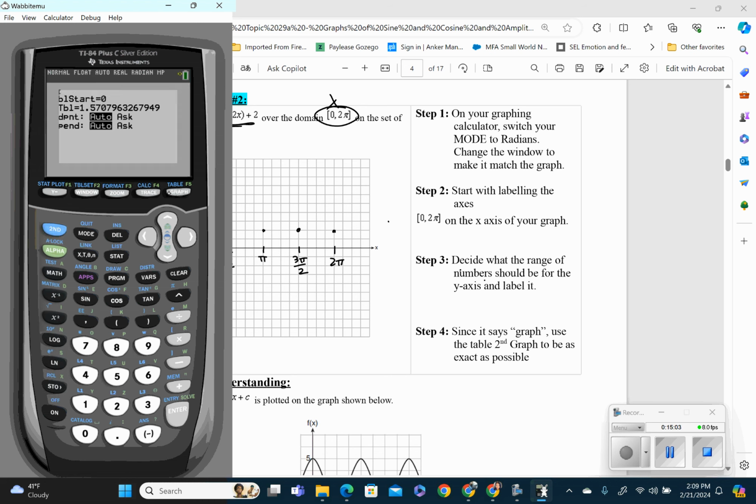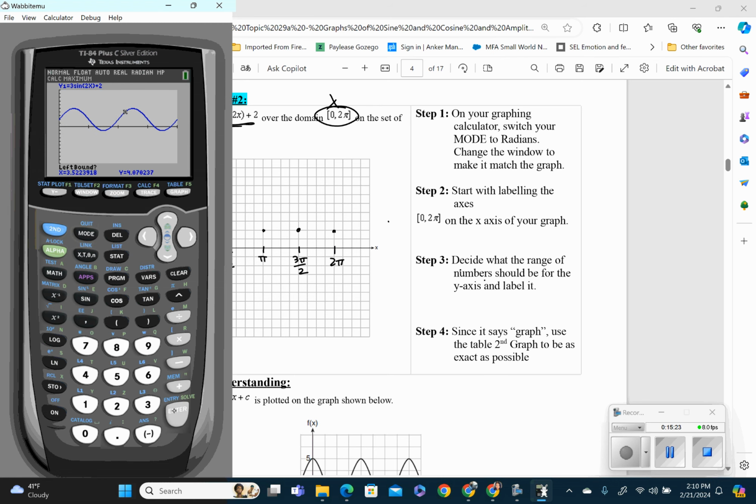So each, what does that mean? That means that each of my tick marks are pi over 2, right? So let's see what is my highest point. I'm going to go ahead and hit second trace. Option number 4 is maximum. Okay. And so all the maximum are at the same point.